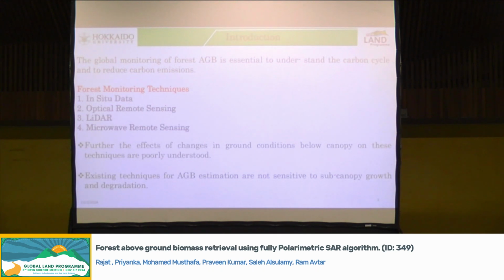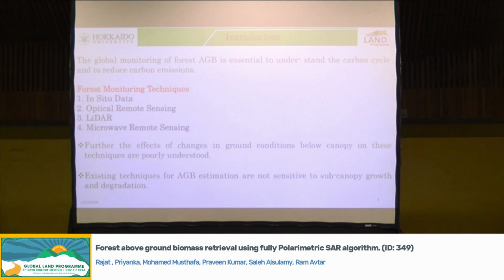And how we can estimate the forest biomass? There are different techniques. First is we can estimate using the in situ field survey data, but it doesn't give you the regional dynamics of the forest biomass, and it's very difficult to conduct the forest field survey in the harsh mountain regions and in the wild intact region of the forest.